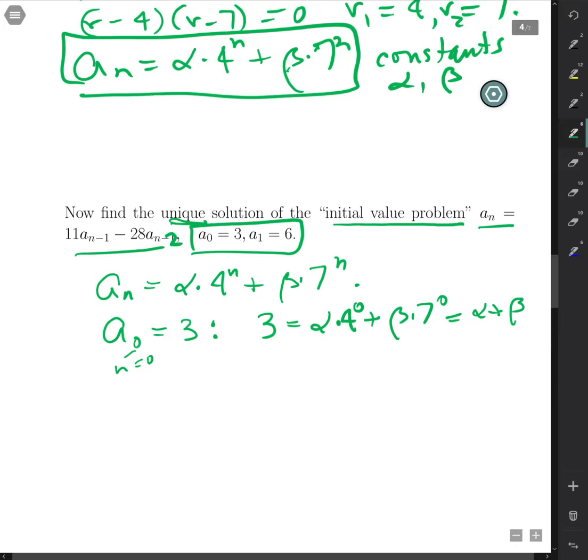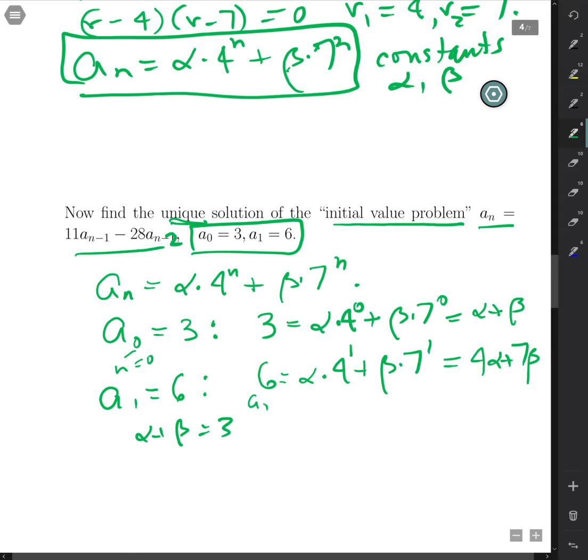What we're going to get is 2 equations and 2 unknowns. The other equation is going to come from a1 is equal to 6. So that's the same thing as saying 6, that's a1, is equal to alpha times 4 to the 1 plus beta times 7 to the 1. And that's 4 alpha plus 7 beta. Okay, so we have alpha plus beta is equal to 3, and 4 alpha plus 7 beta is equal to 6.